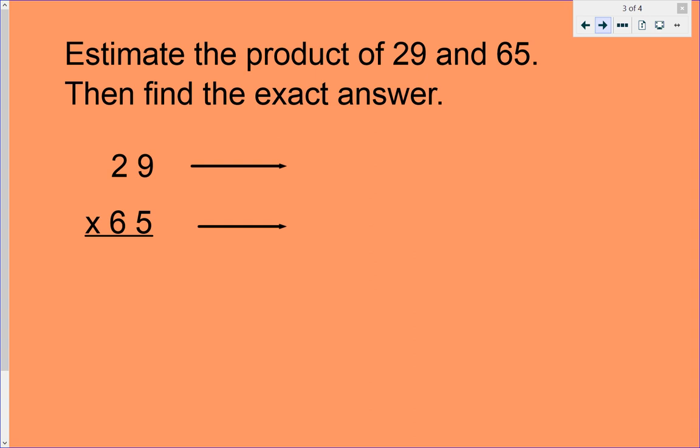Okay, let's try another one here. It says estimate the product of 29 and 65, then find the exact answer. All right, so when we estimate a product, product, remember, means multiplication, the answer to a multiplication problem. So I'm going to round 29. 29 would round up to 30. I'm going to round 65. 65 would round up to 70. So I have my two numbers there.